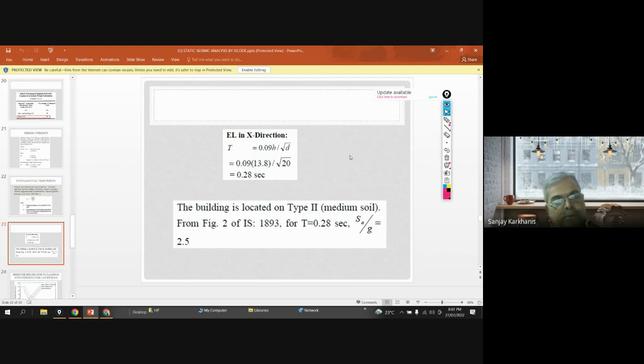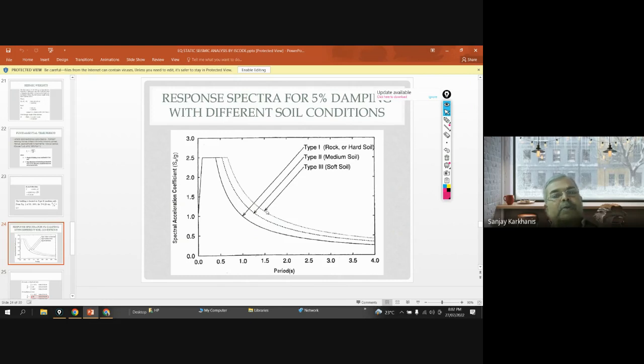Yes, sir. Now why we are calculating this? Because based on this, we'll be calculating SA by Z. And for that, you will have this type of response spectra. Now this is a response spectra for 5% damping with different soil conditions.